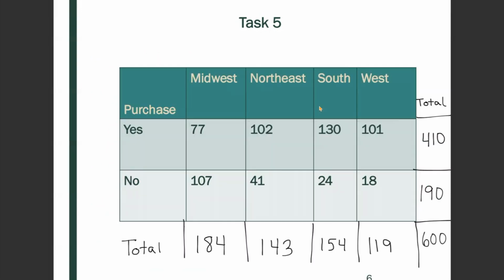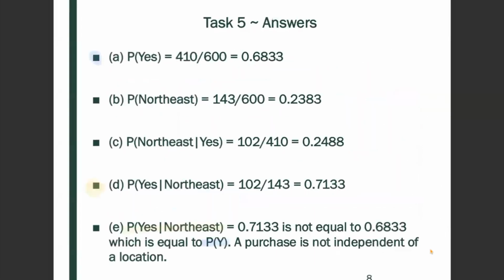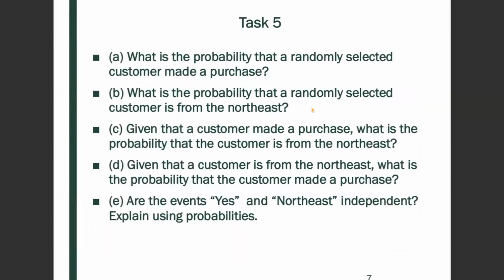Part B, what is the probability that a randomly selected customer is from the Northeast? So here, if a randomly selected customer is from the Northeast, we would have this column. So whether or not they made a purchase doesn't matter. We're interested in if they're from the Northeast. So that would be 143 divided by the total number, so divided by 600, which equals 0.283.